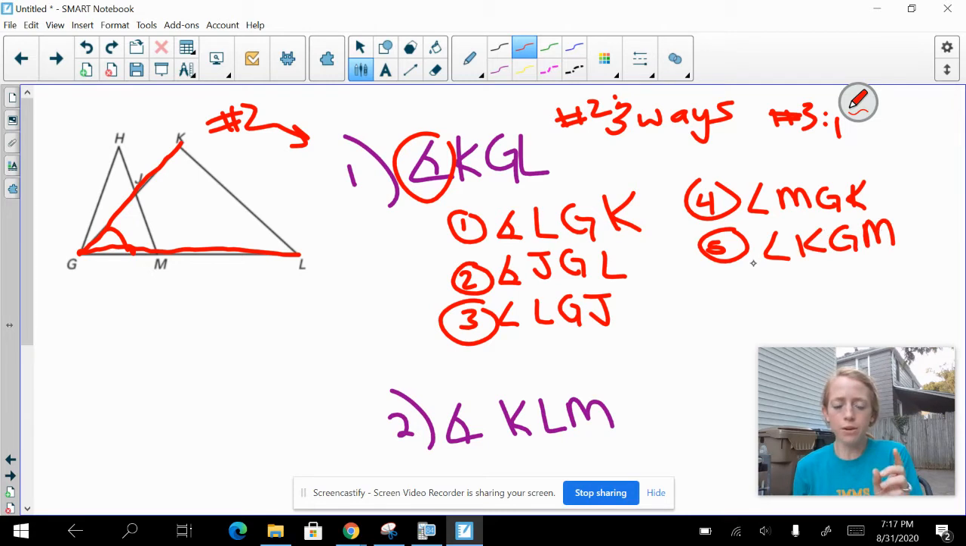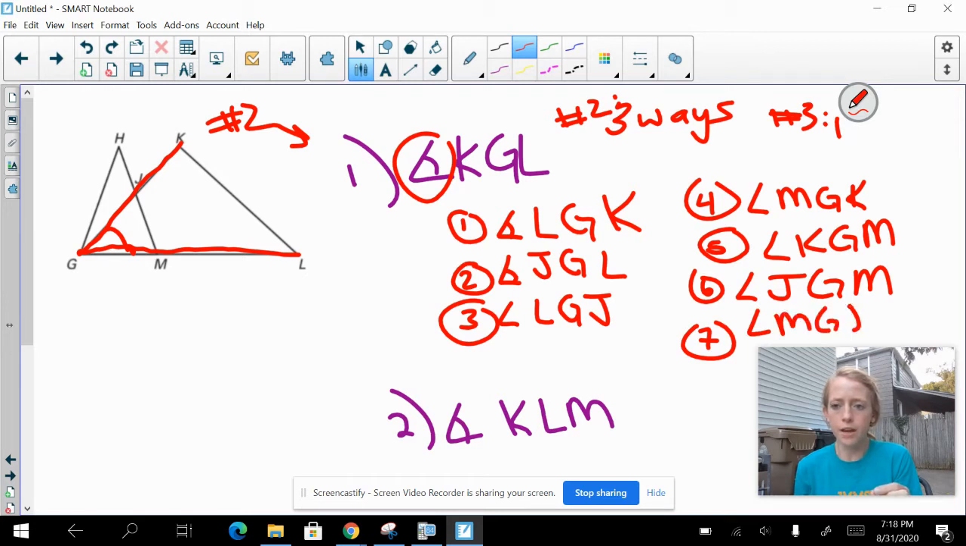And then there's one other, well, technically 2 other ways you can name it, using point J for this ray and point M for this side of the angle. So let's use those. So angle JGM, and the 7th one, angle MGJ.